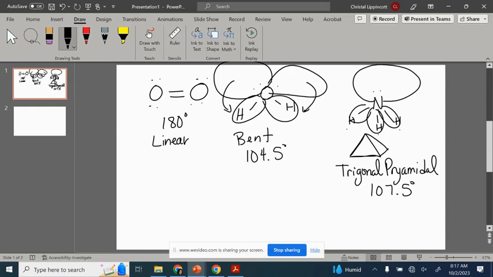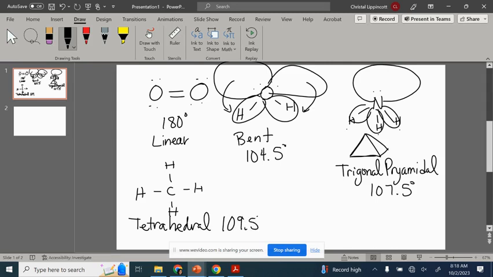All right, now we take this and we have this guy coming off of here. How many things are coming off of this carbon? 4. What is the prefix for 4 in naming structures? Tetra. So that's where they get tetrahedral. And the bond angle is 109.5.